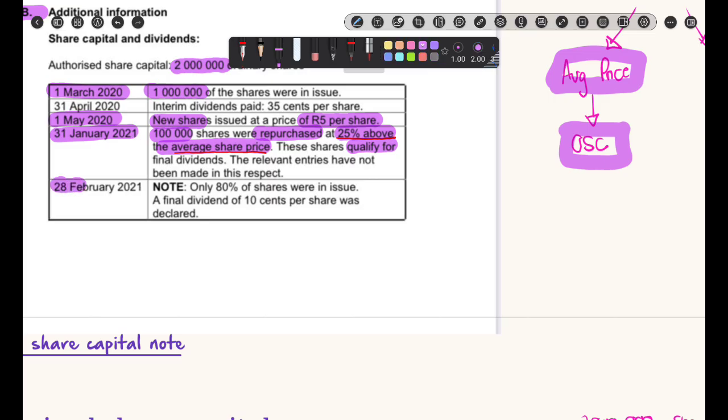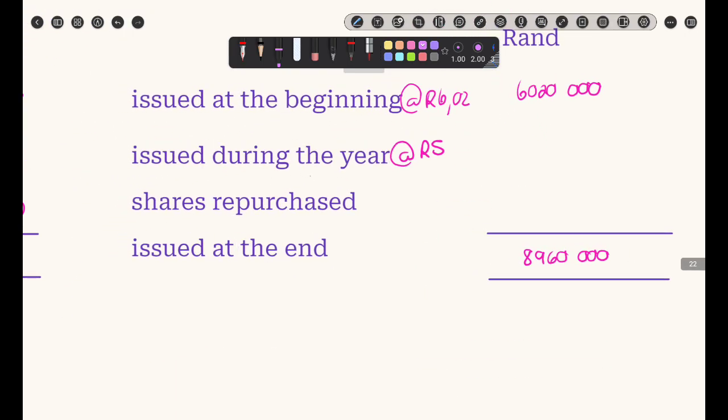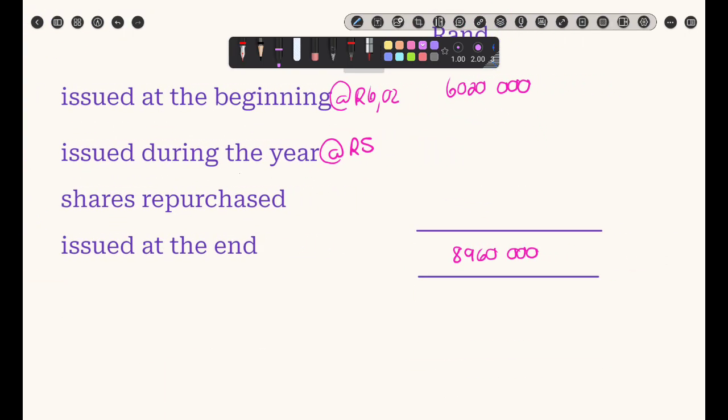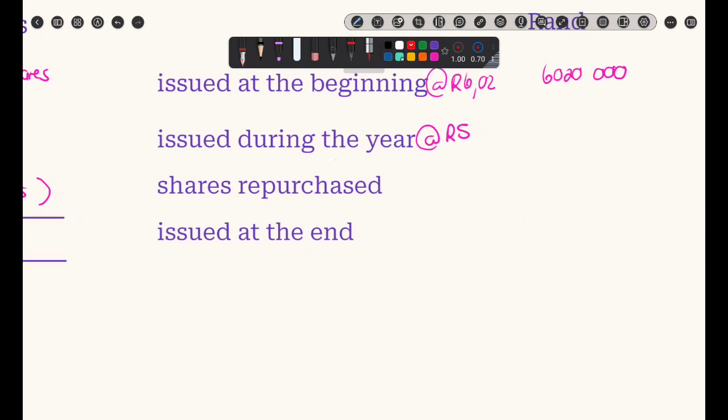So on the 28th of Feb 2021, which is the end of the year, they said that 80% of the shares were in issue. So of these 2 million shares that the company is allowed to issue, at the end of the year, they had issued how many? 80% of the 2 million. So at the end of the year, 80% times the 2 million, right? I forgot to erase this. Okay, so let's put that there.